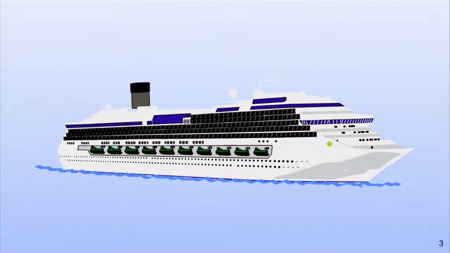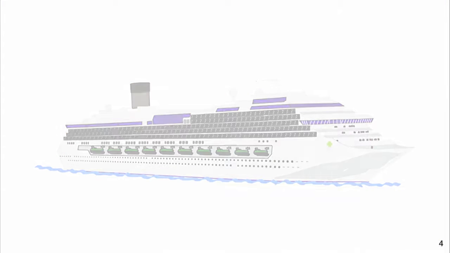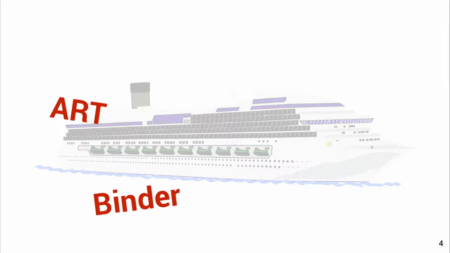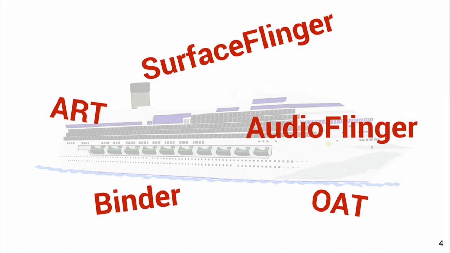I have a confession to make. If you looked at the description of this talk, when Ian Lewis, who you notice is not here, and I started planning this talk, we were thinking ocean liner big. And we wanted to cover all sorts of things. We wanted to cover Binder and ART and the OAT format, services whose names end in flinger, you name it.